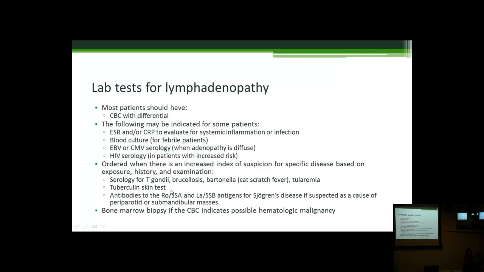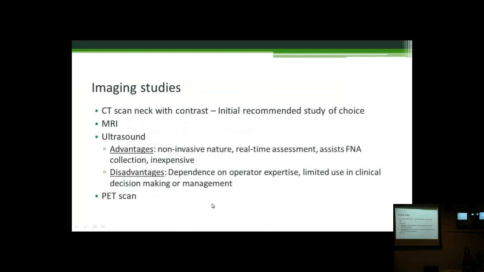And then imaging studies. Okay, so CT of the neck with contrast is the standard if you want to image somebody with a neck mass. MRI would be the secondary one, and then ultrasound. Advantages of ultrasound are that it's non-invasive, it's real time, you can do it right then and there. Plus ultrasound is really helpful in guiding the FNA collection for a sample, and it's very inexpensive.